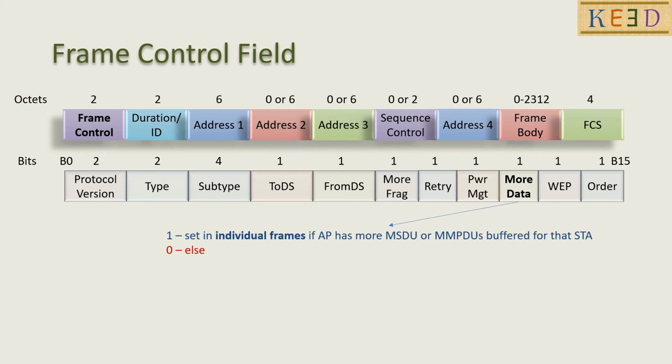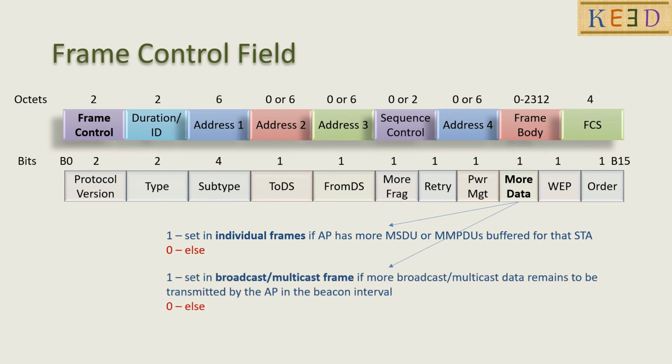More data is set to 1 by the AP to indicate to the station that there are more frames buffered in the AP for that station. It is also set to 1 in the case where a group address frame is transmitted and more group address frames remain to be transmitted.